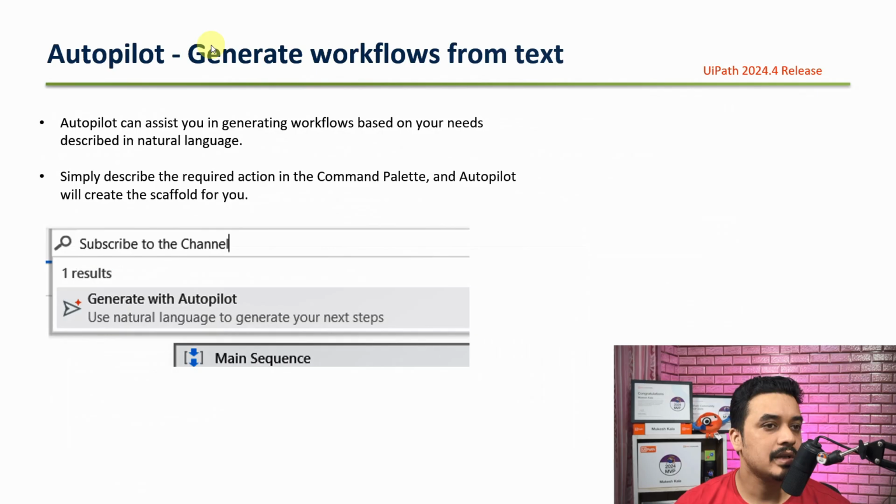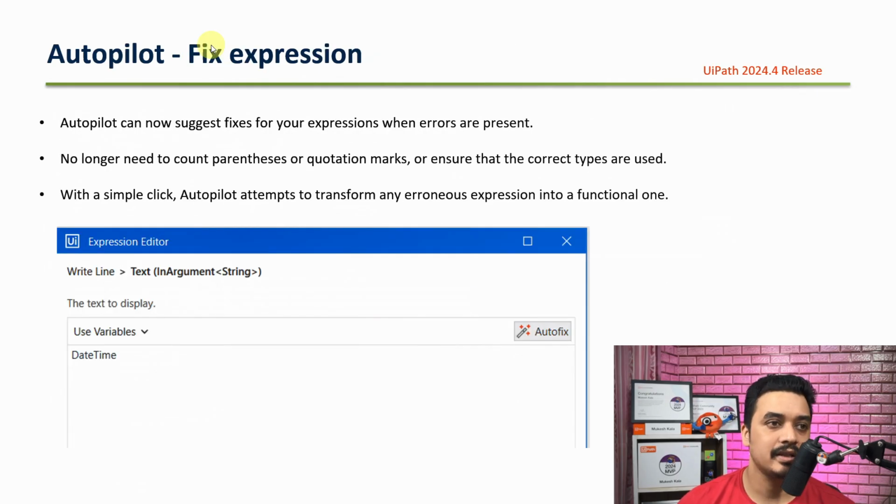Okay, so that was about generate workflow from text. The next one is Autopilot fix expression, and trust me, this is a game changer for developers who do not have much of a programming background, right? I always say that you need to have a little knowledge of VB.NET and all those things, right? But with this, you can actually auto fix the code wherever there is a syntax error, right?